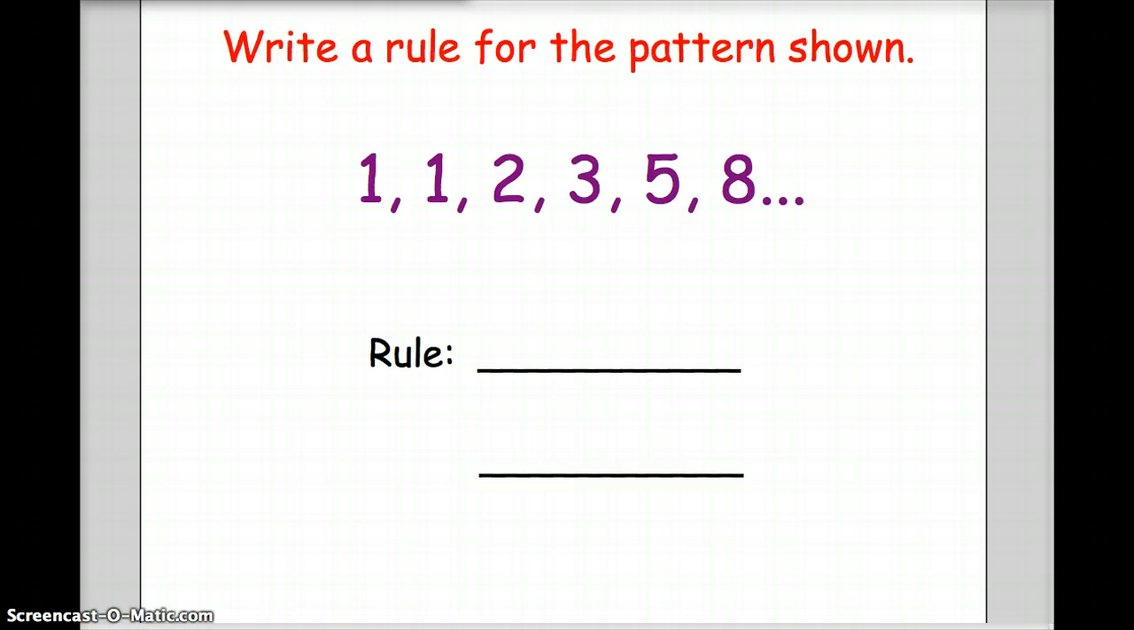This one's a little bit different. I've got a number that repeats itself. It's 1, 1, 2, 3, 5, 8. Let's see if we can figure out what's going on with this one. This one, I add 0. Then I add 1. I add another 1. I add 2. I add 3. So let's see, I add 0, 1, 1, 2, 3. This one's a little bit more challenging.